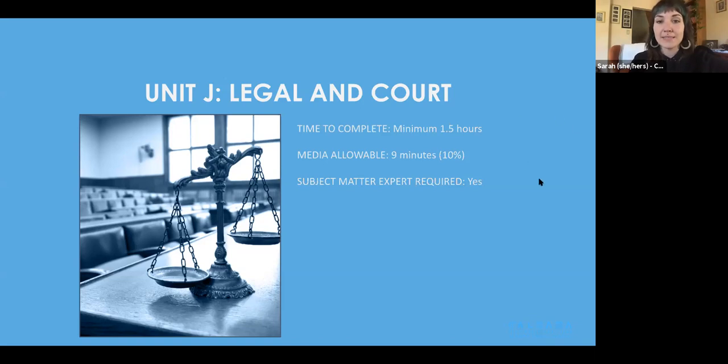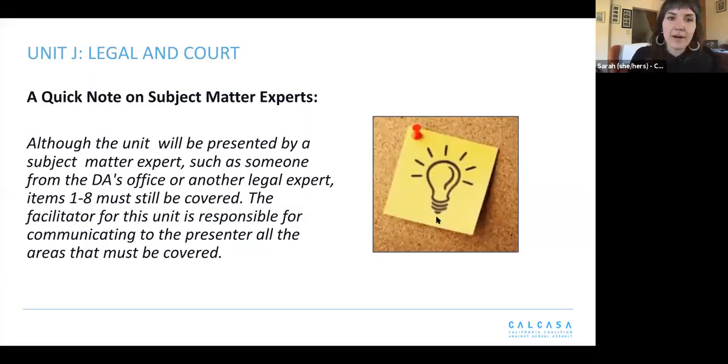And this is one of our units that does, in fact, require a subject matter expert. So a note on that subject matter expert. As we said for medical and law enforcement, the unit will be presented in its entirety by the subject matter expert. So make sure that they're aware of those 15 penal codes. Often this is someone from the DA's office or another legal expert. Items 1 through 8 in the training standards still have to be covered. And the responsibility for ensuring that the subject matter expert does cover all those topics is on the facilitator.